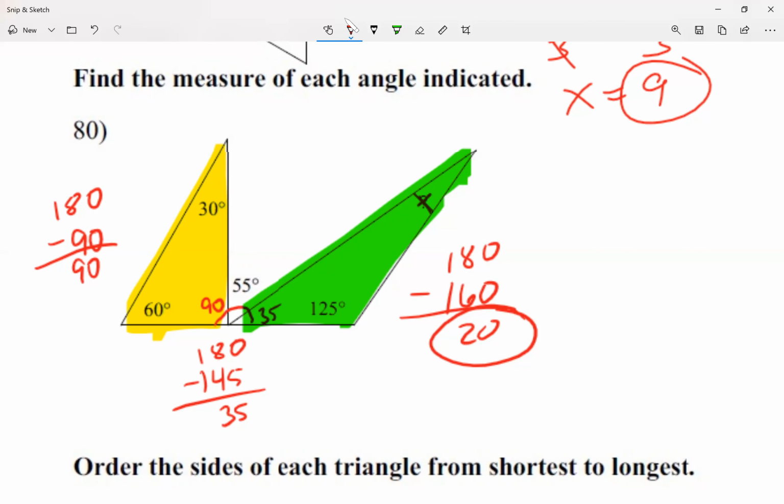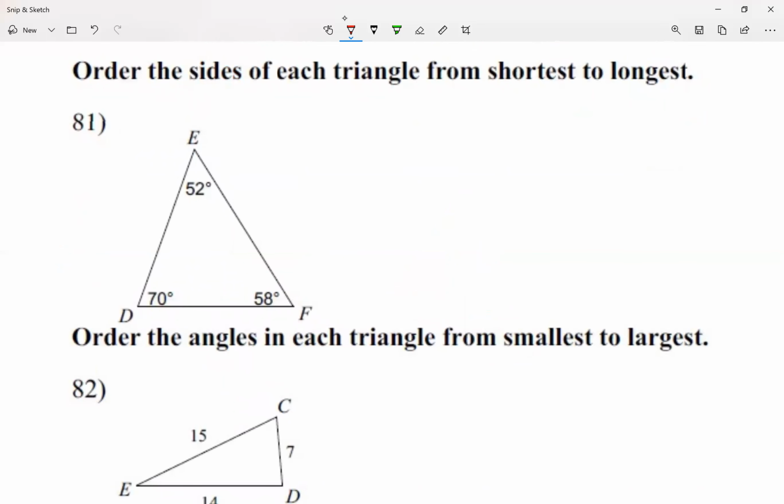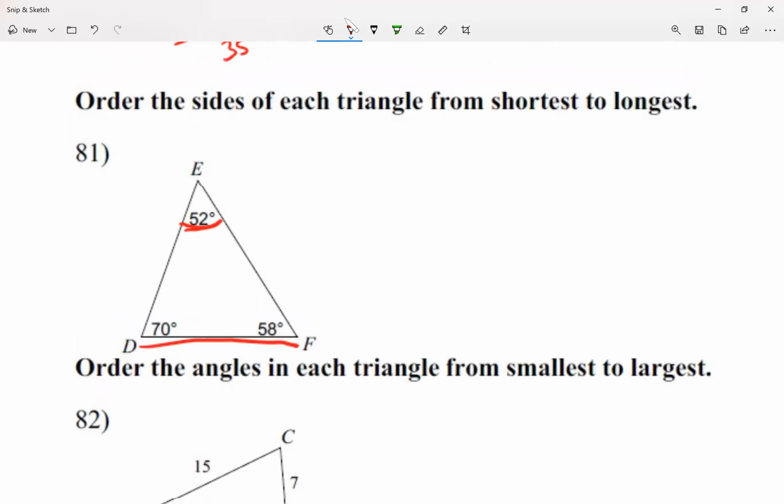All right, let's take a look at number 81 now. Order the sides of each triangle from shortest to longest. I'm given the measurement of the angles, but I'm asked to name the sides. All right. Which one's the smallest angle? We can compare numbers. The smallest angle is 52. That's opposite from the smallest side. When it comes to sides, I'm going to use two letters. The sides, the letters D and F. So I'm going to say DF. That's the smallest side. Or FD, however you guys want. The order of the two letters does not matter. DF or FD. That's the smallest side.